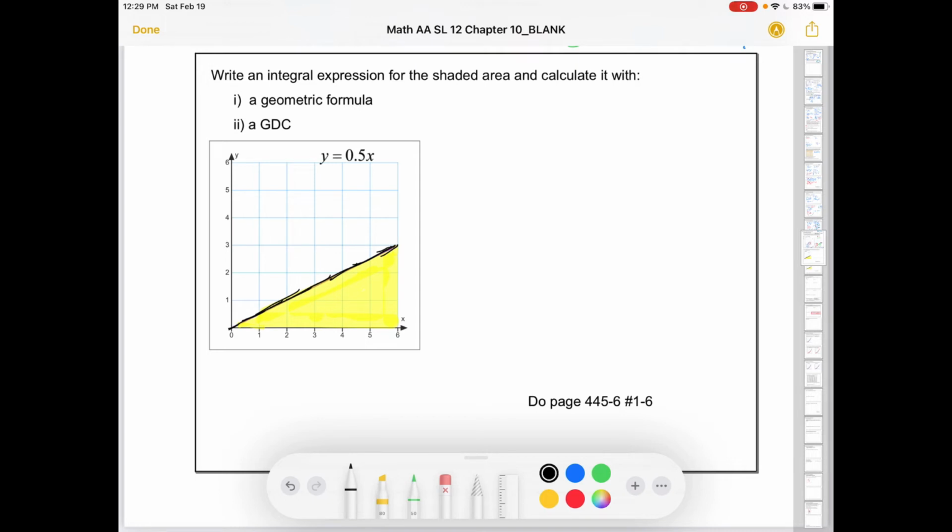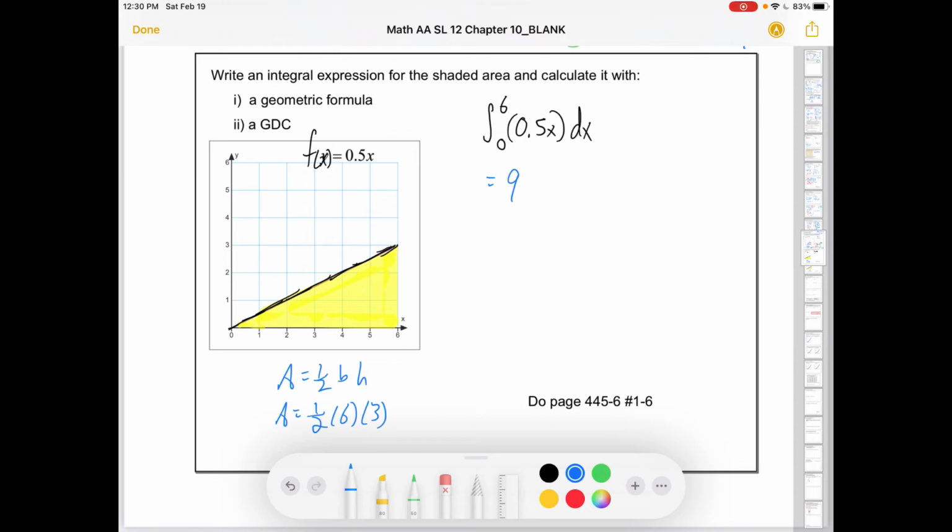In this question, we're asked to write an integral expression for the shaded area and then calculate it. So as an integral expression, it would be the integral from 0 to 6 of the function we're talking about. You could say that this is f of x. Let's write that it's 0.5x dx. Now, how do we find that area? Well, I guess it's not too bad to just go ahead and say it's half base times height, or half 6 times 3, which should give us 9.